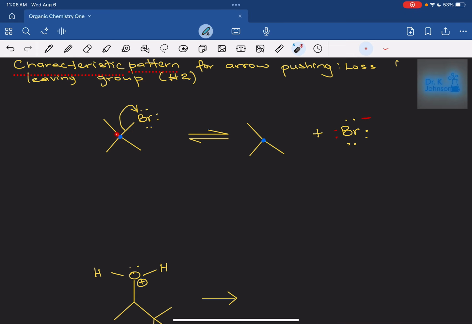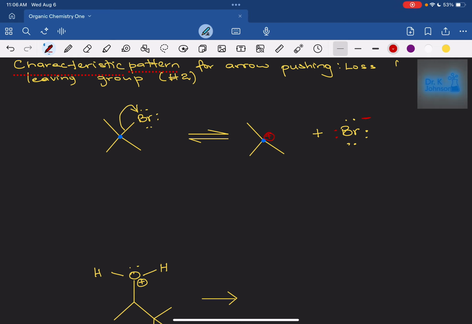Over here, my blue carbon has 1, 2, 3, 4 bonds, so it's neutral. It has no charge. But here it has 1, 2, 3, so it's lacking a full octet. It's lacking 2 electrons. It doesn't have 4 bonds, which means, remember, it's lacking. If electrons are negative and I'm lacking some negativity, I'm clearly positive. So there's a positive charge here.